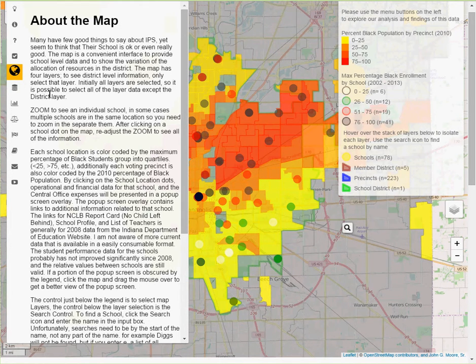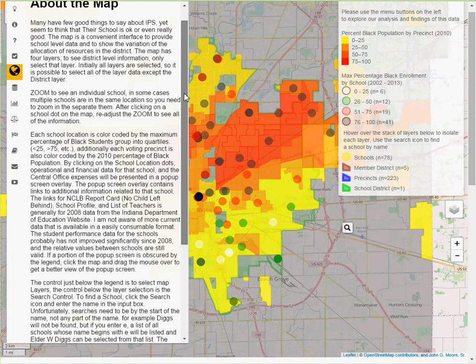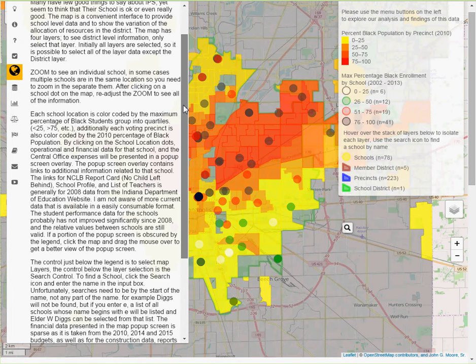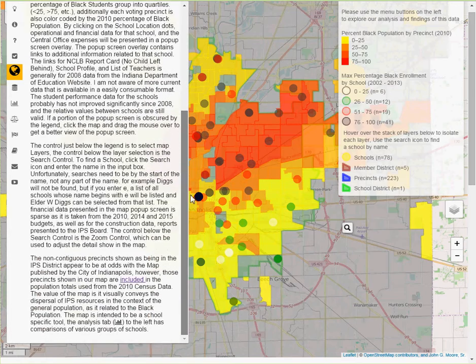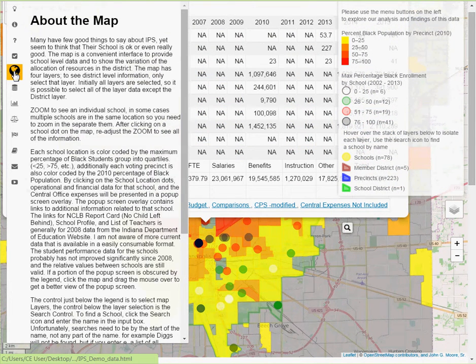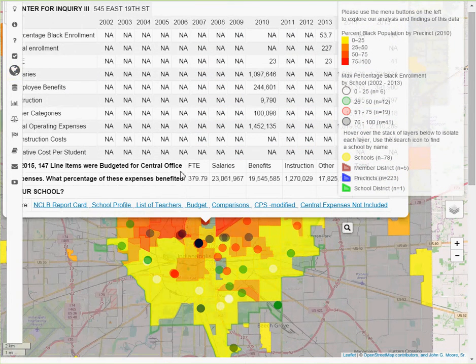This map can be used for a lot of things. The biggest thing is everybody thinks that the school system as a whole is less effective than their individual school. So this gives you a chance to look at your individual school. I'm going to click that down, and I just happened to click on a school, and this was a Center for Inquiry school.